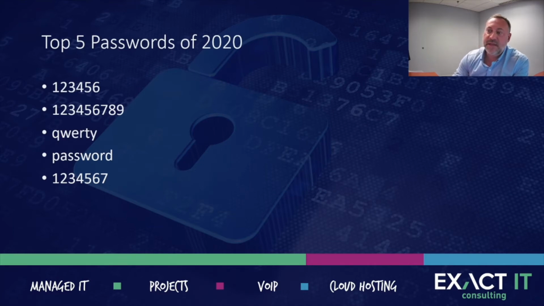As of this year, the top 5 passwords are as follows: 123456, 123456789, QWERTY, password, and 1234567. Now, QWERTY, if you take a look at your keyboard, are the top 6 letters on the top left-hand corner of your keyboard. Very original. And then password, of course, is one of my favorites.